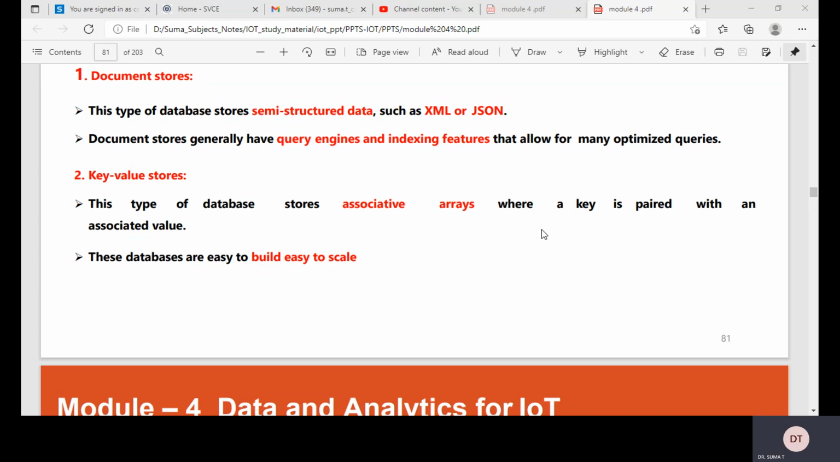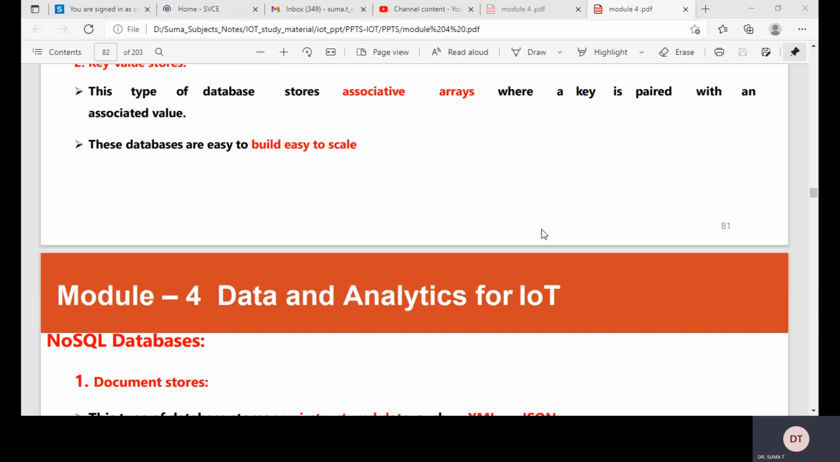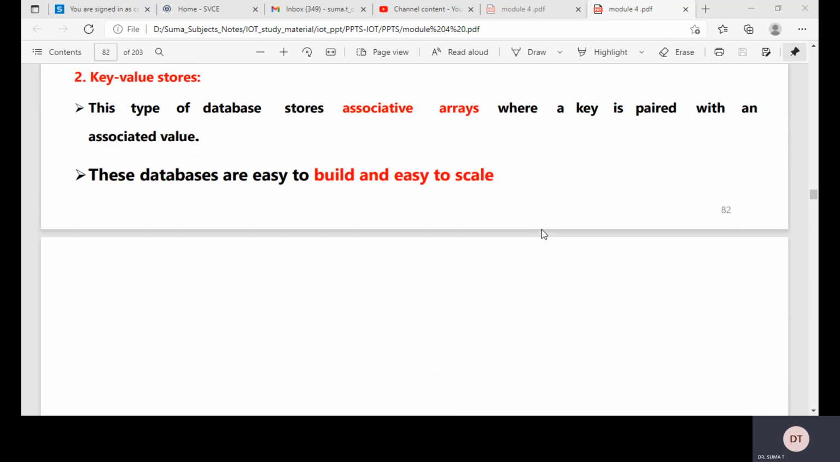So next is the wide column store. This type of database is similar to a key value store, but the formatting of the values can vary from row to row, even in the same table. When you come to the graph stores, this type of database is organized based on the relationships between the elements. Graph stores are commonly used for social media or natural language processing, where the connections between the data are very relevant. Okay, so these databases are easy to build, easy to scale.